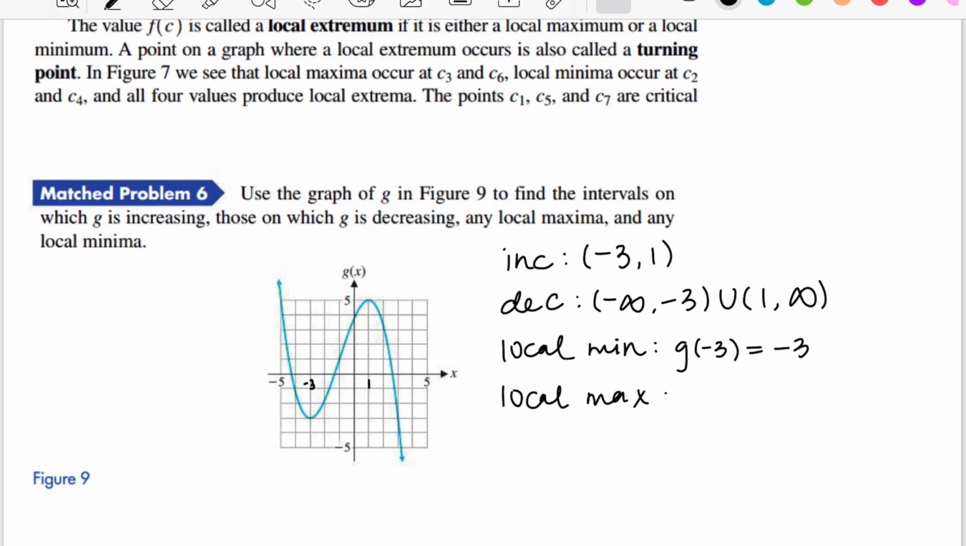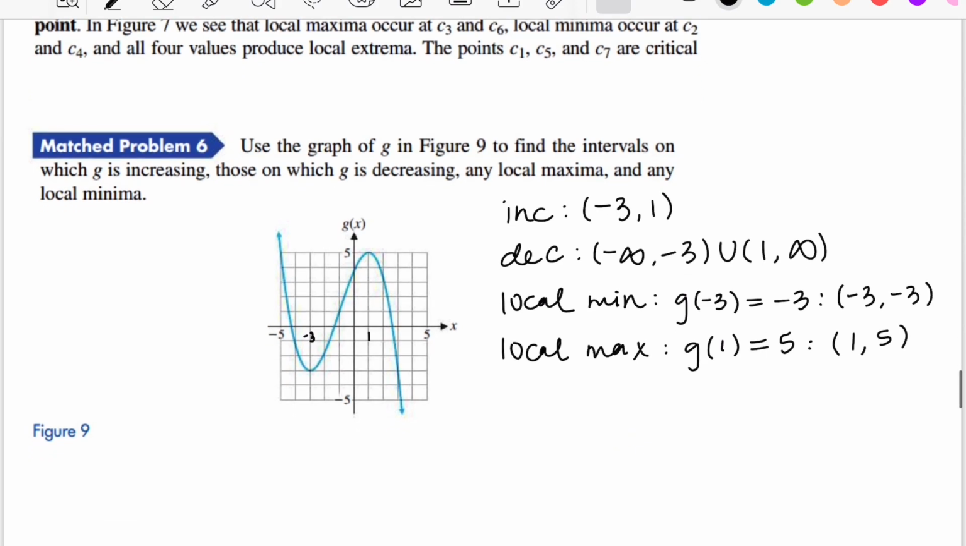We know that a local maximum value will also occur when we go from increasing to decreasing. And that happens at this point here, where x is equal to 1. And looking at our graph here, we have x is equal to 1, so our g of x value is going to be 5 here. All right, so this is the actual point of our local minimum. It'll be -3, -3. And the actual point of our local maximum is 1, 5.